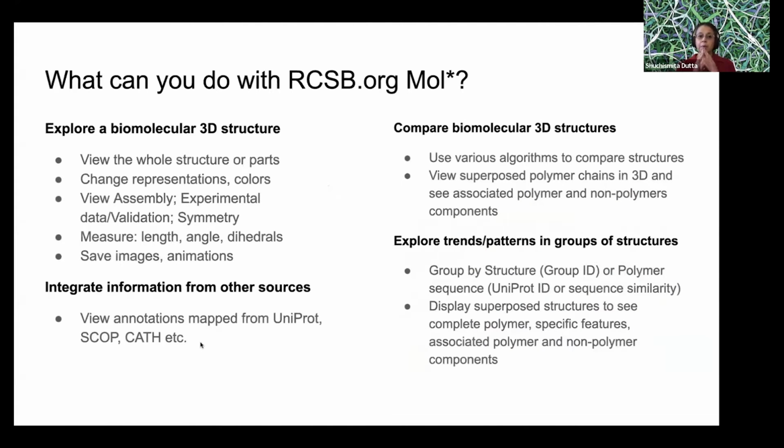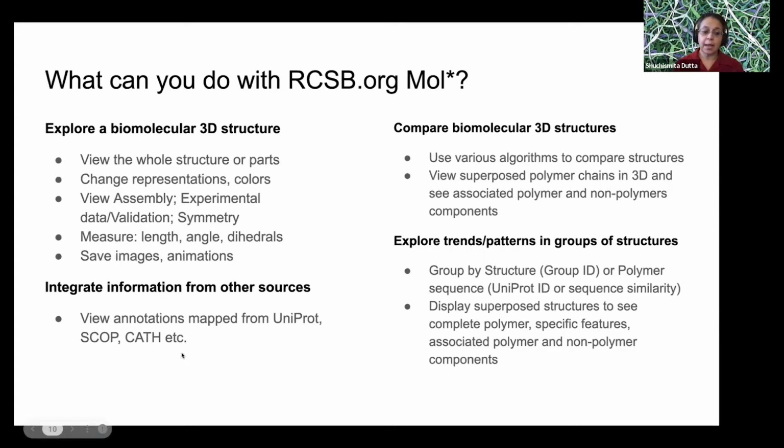So I wanted to point out upfront, and we will review this at the very end, the molstar.org tool not only allows you to visualize structures and look at whatever coordinates are available that you have uploaded. You can see the whole structure, you can change representations, you can color them, you can view experimental data if available, symmetry, you can look at it, you can measure angles, lengths, dihedrals, etc. You can save images and animations.